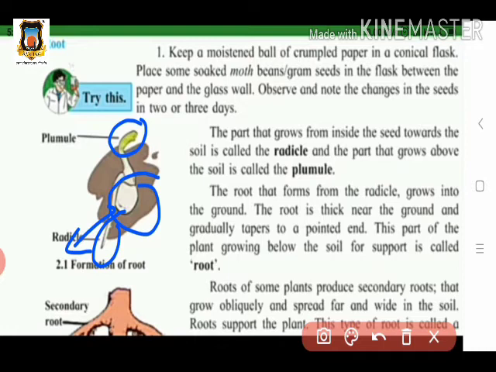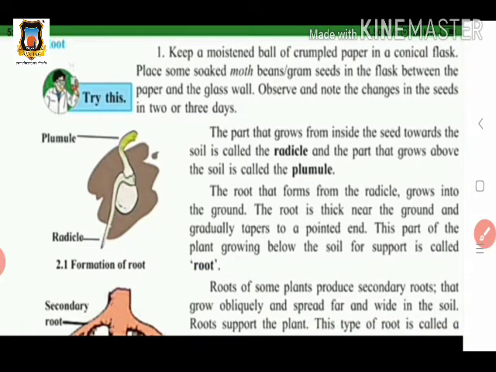Means we say that the part of the plant growing below the soil for support is called root. This is the definition of root: the part of the plant growing below the soil for the support is called root. So here we see the root.